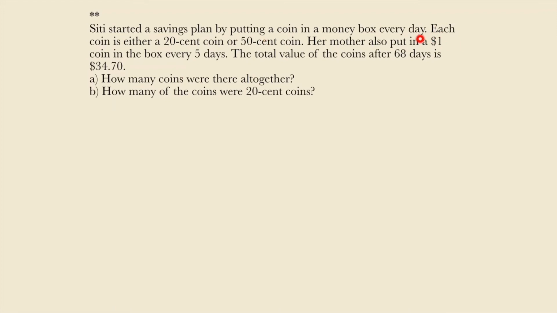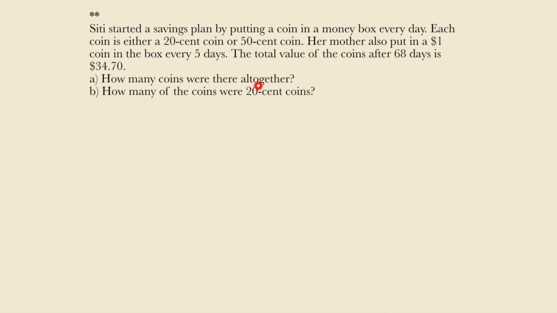Siti started a savings plan by putting a coin in a money box every day. So 1 coin a day. Each coin is either a 20-cent coin or 50-cent coin. Her mother also put in a dollar coin in the box every 5 days. Okay, 5 days, 1, 10 days, second coin, 15 days, third coin. The total value of the coins after 68 days, Siti's coins and her mother's coins included, is $34.70.